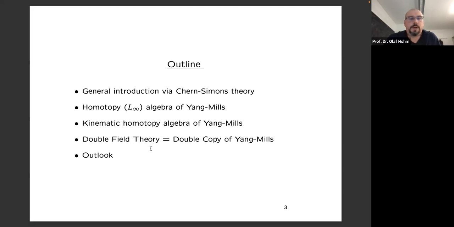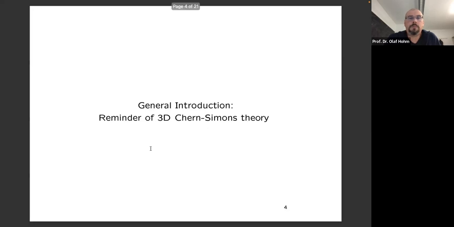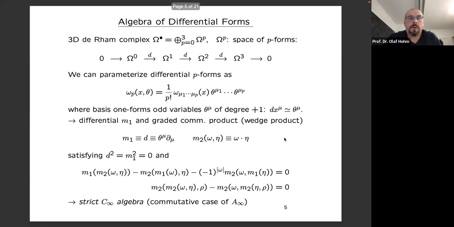And then in the final and fourth part, I will explain this construction of what's called double field theory, which is a gravity theory, as the double copy of Yang-Mills theory. And then I have a brief outlook. So please feel free to interrupt me at any time. So let me start with the general introduction using 3D Chern-Simons theory as a reminder.